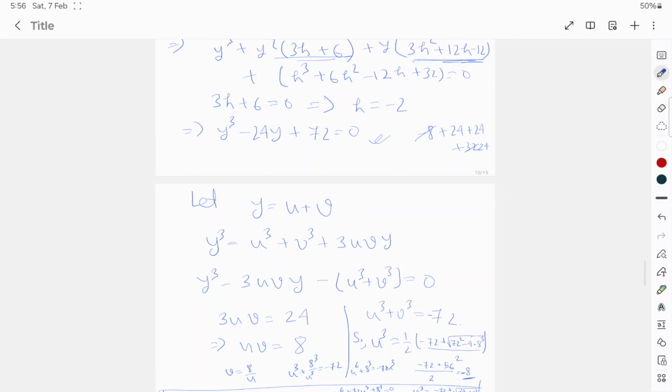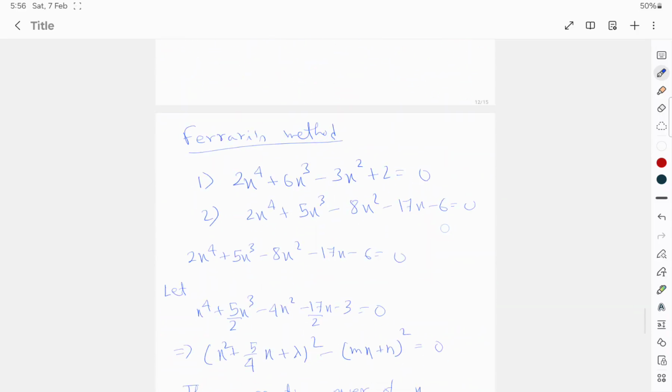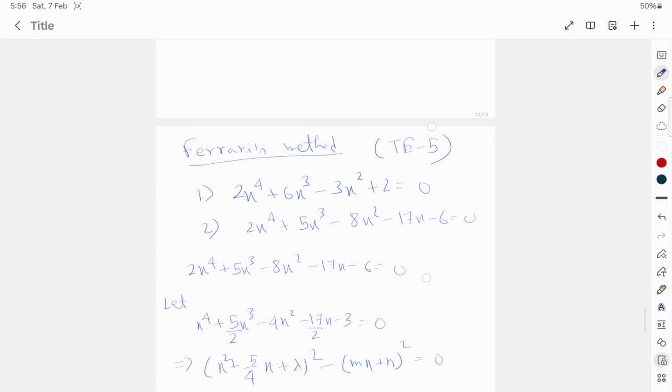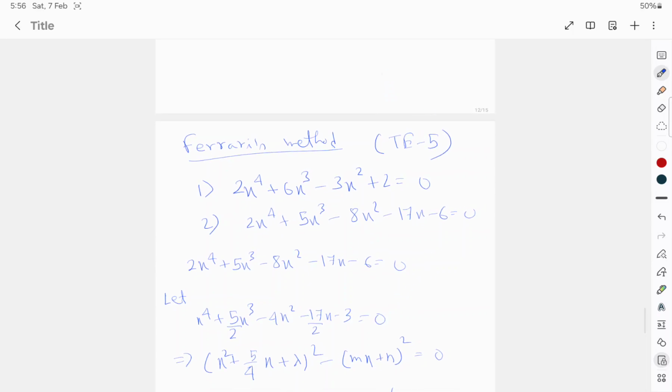Very important. Next is your Ferrari method. This is also coming. This is your TE5. This is the last portion of this theory of equations 1. So how to do this type of problem, let's see.